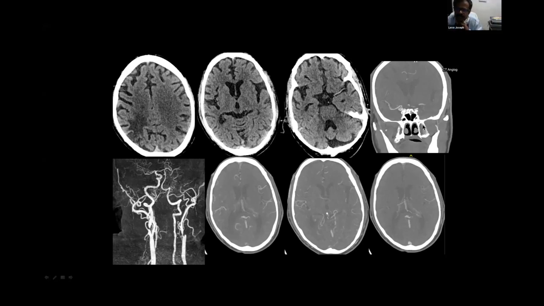But here there is two level occlusion. One is at the carotid level, another is distally at the distal M1 level. And these lower panel three images show there are good collaterals. So this patient has a good chance of good functional recovery if you intervene.